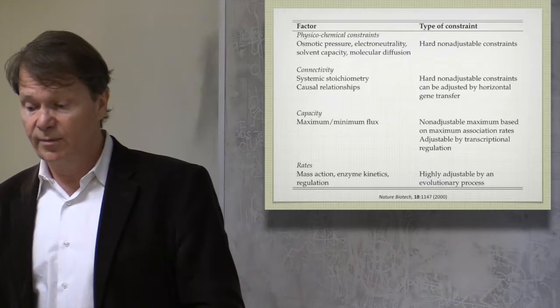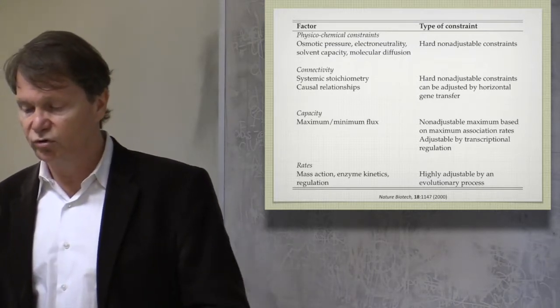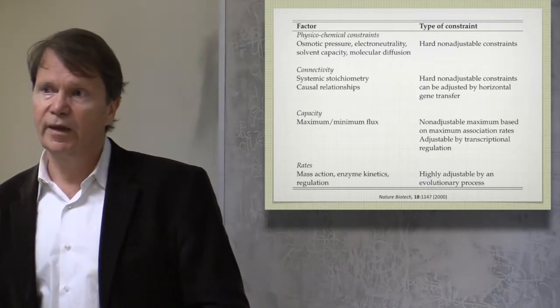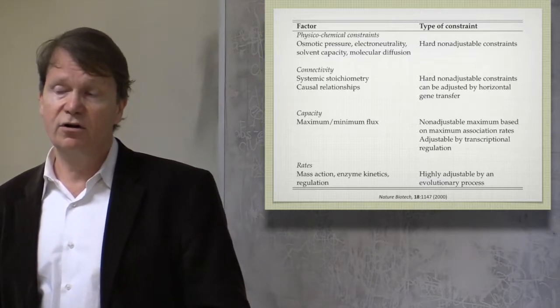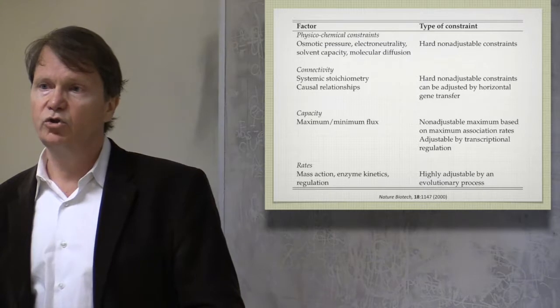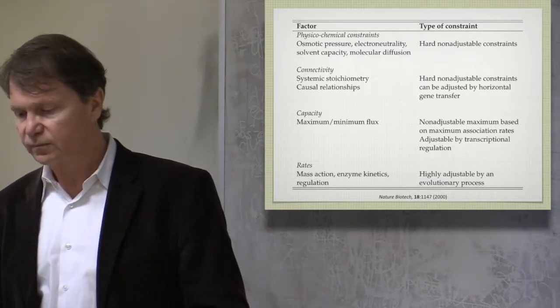There are physical chemical constraints, like I talked about: the osmotic pressure, electron neutrality, solvent capacity, molecular diffusion. These are basic physical laws that cells have to abide by, and these are hard constraints. These are non-negotiable. These cannot be changed. So you can use these to identify that outer solution space that I talked about.